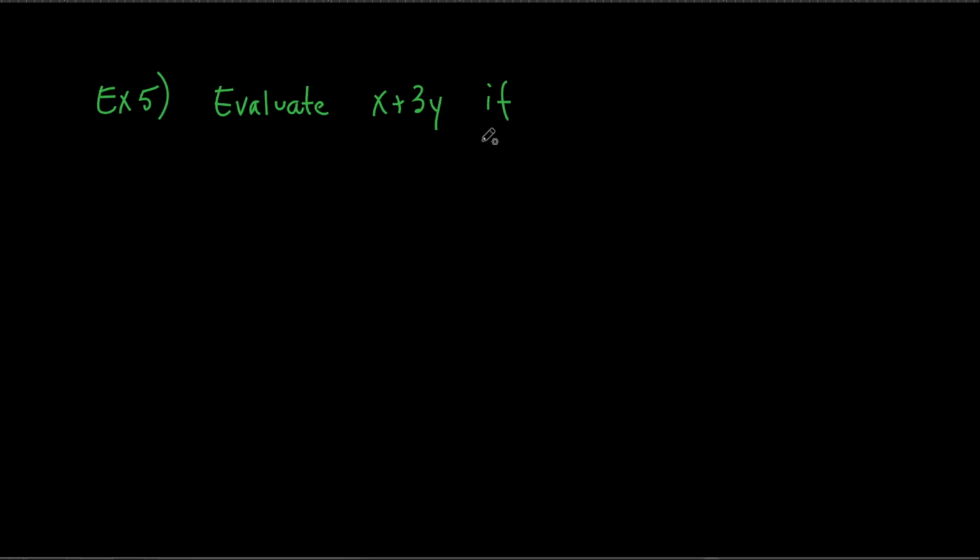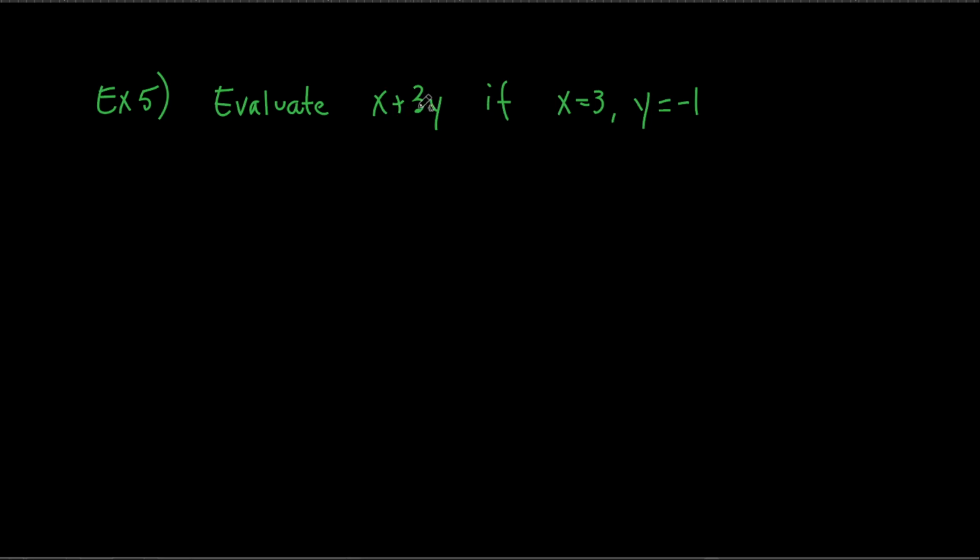And what do you think they're going to tell you? They're going to tell you what x and y are. That's right. Okay, they're going to tell you what x and y are. So this says if x is 3 and y is -1. All right, so we're going to evaluate this if x is equal to 3 and y is equal to -1.